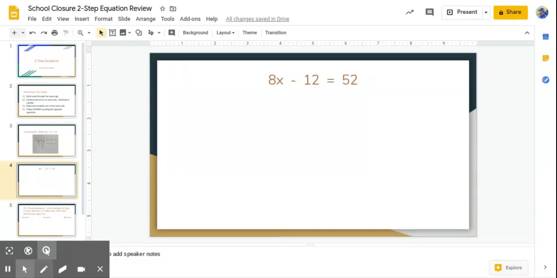Okay, guys. So I know there were a lot of questions on how to do these two-step equations. So what I'm going to do is give you an example, and this example is 8x minus 12 equals 52. So what we're going to do is start by building our wall.